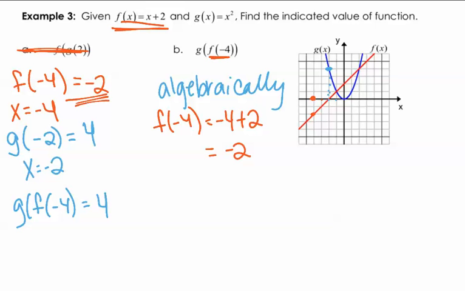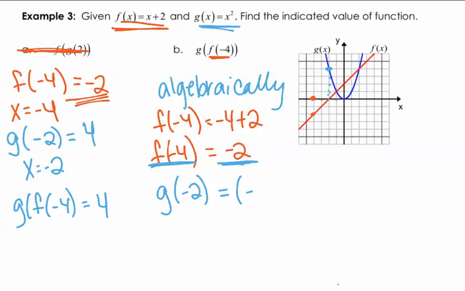And that's exactly what we got when we were doing this graphically. So since f of negative 4 is equal to negative 2, now I can go ahead and do my g function. g of negative 2. Okay, because remember what we're doing. f of negative 4 is equal to negative 2. They're the same things. They're equivalent. So I'm swapping them out. So now I'm going to do g of negative 2, and I'm just going to plug that negative 2 into my g function. g of x equals x squared, which means g of negative 2 would be negative 2 squared. And that will equal 4, just like we got graphically.